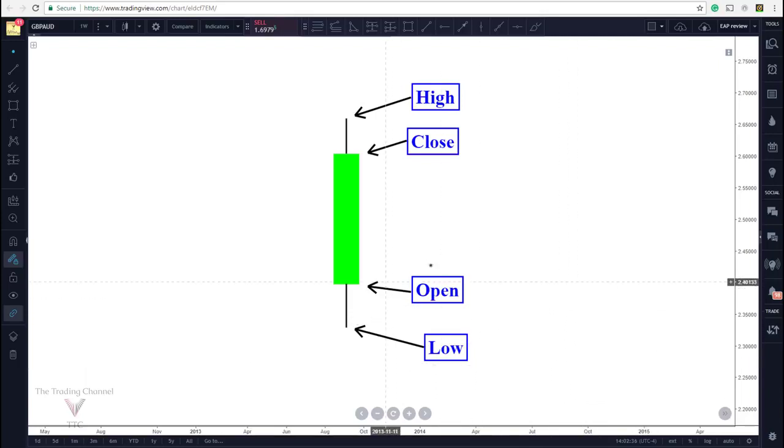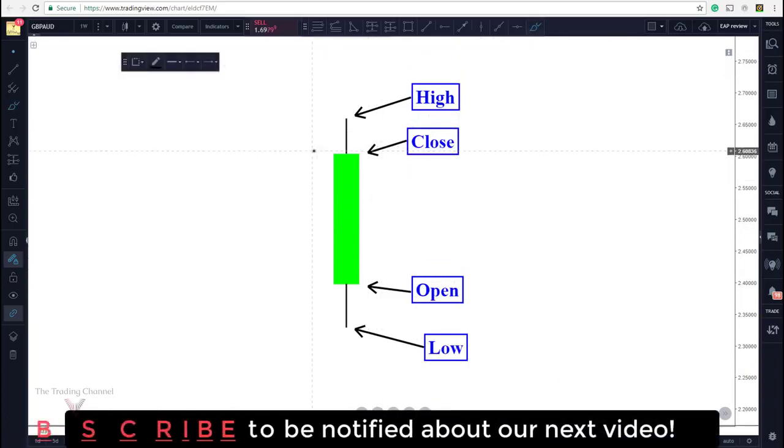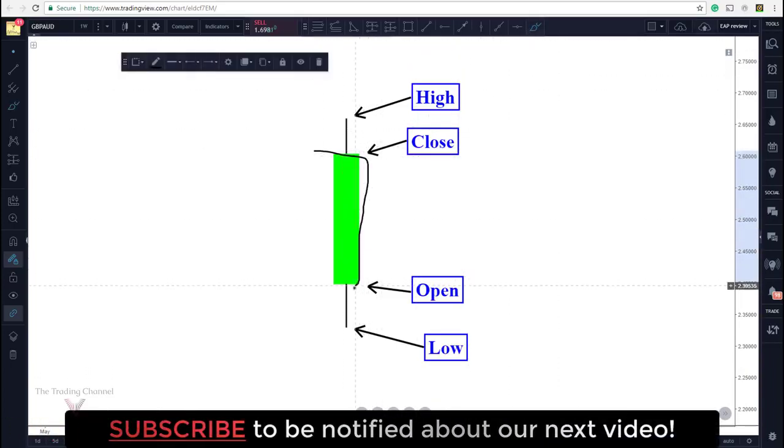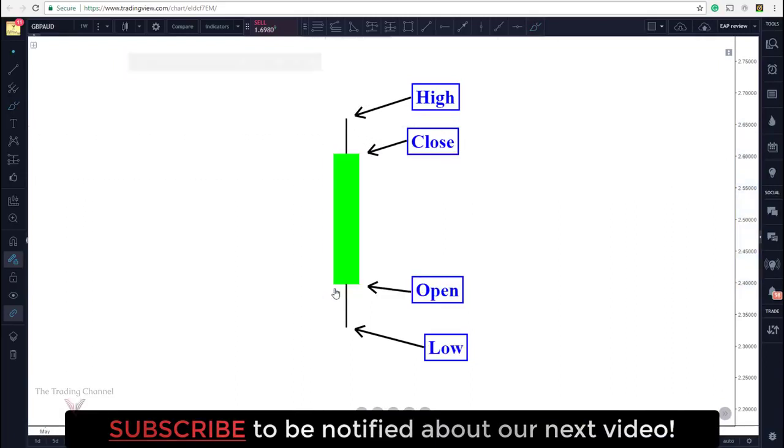Your main points are going to be the open of the candle, the close of the candle, the high of the candle, and the low of the candle. The open and close will be determined by the top and the bottom of the actual body of the candlestick. The body of the candlestick is this green area you see here, and green represents a bullish candle, or a candle that closed above where it opened.